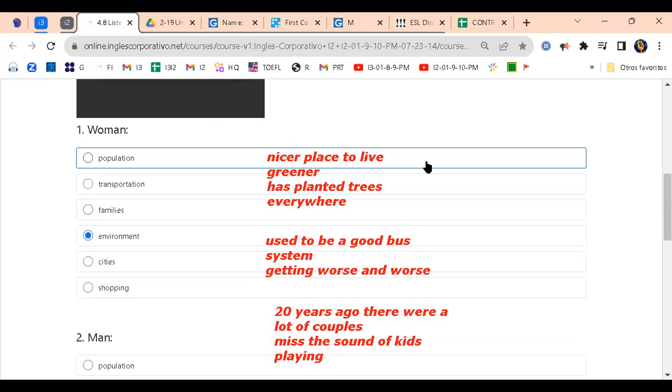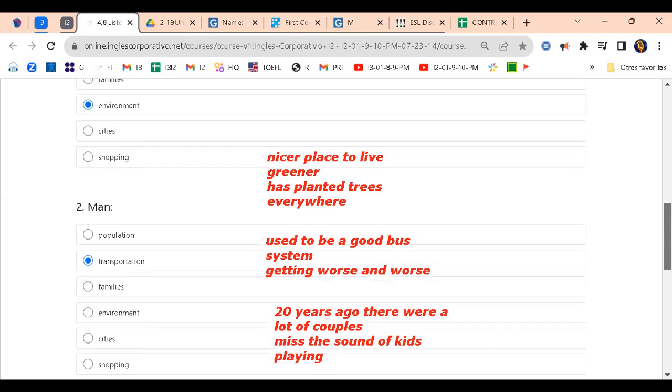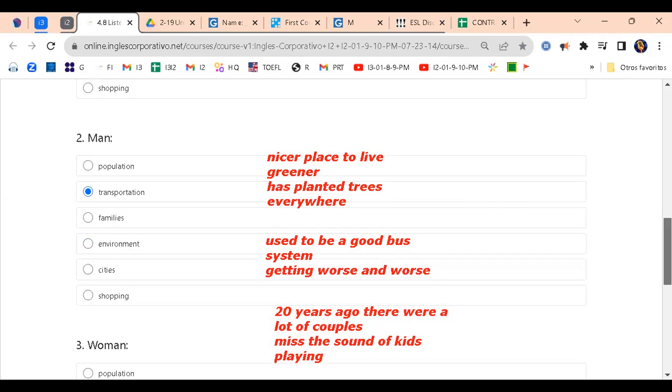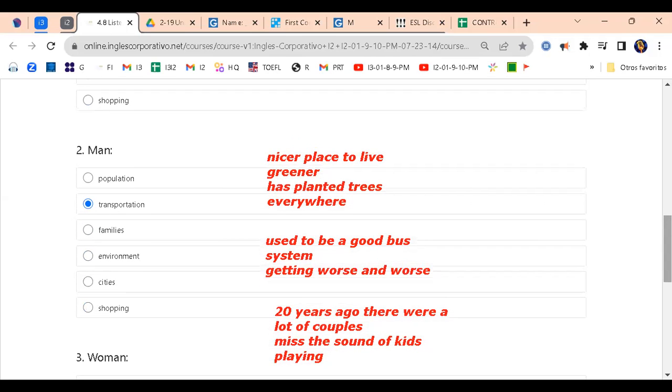So on the first conversation, they were talking about environment, right? So he was asking about how things have changed in the neighborhood. So she was saying that this city has become a nicer place to live, right? Because in the past, they didn't have a lot of trees. And nowadays, the city has planted a lot of trees, right, everywhere. About the second one, what do they say about the second conversation, guys?